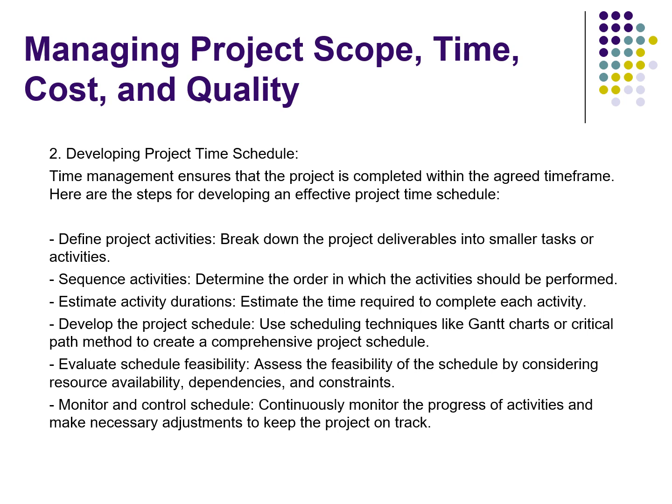Estimate activity durations. Estimate the time required to complete each activity. Develop the project schedule. Use scheduling techniques like Gantt charts or critical path method to create a comprehensive project schedule. Evaluate schedule feasibility. Assess the feasibility of the schedule by considering resource availability, dependencies, and constraints. Monitor and control schedule. Continuously monitor the progress of activities and make necessary adjustments to keep the project on track.